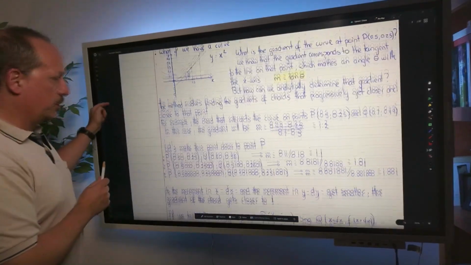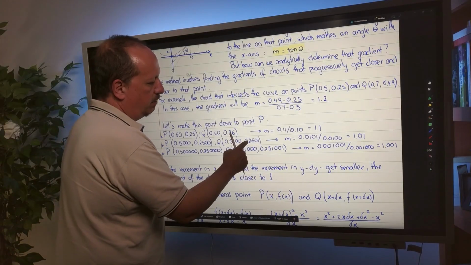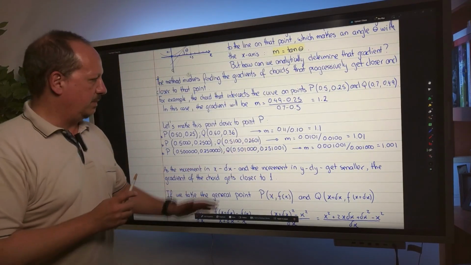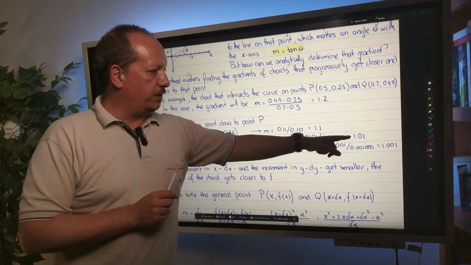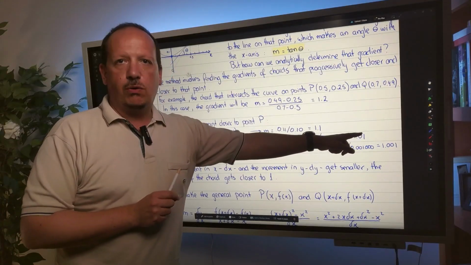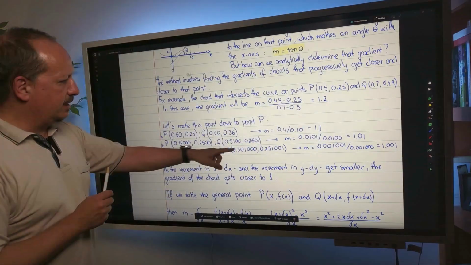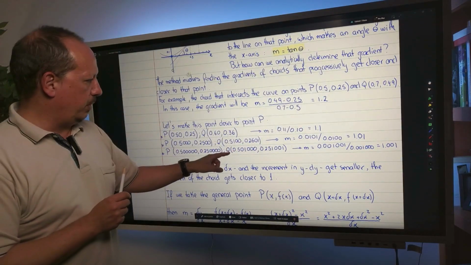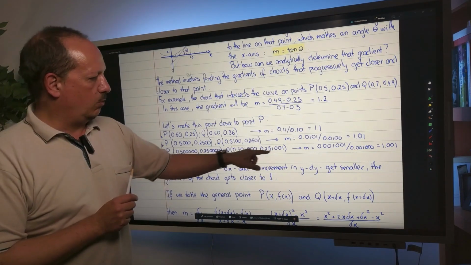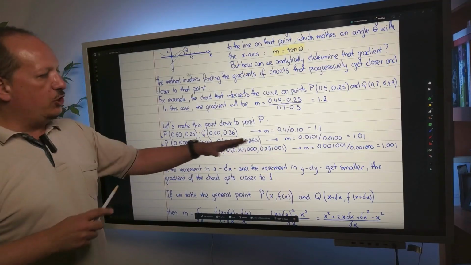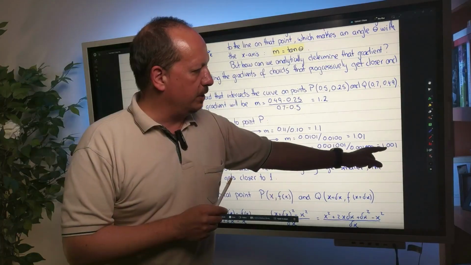So the third point that I picked was 0.51, 0.2601. Again, we are going to use the formula for the gradient to calculate the gradient of this chord, and we are getting 0.01. See, this is getting down and down and down, and then the last point that I picked was 0.501, and this will give this y coordinate for this point. I use the formula for the gradient again, and now I have a gradient of 0.001.